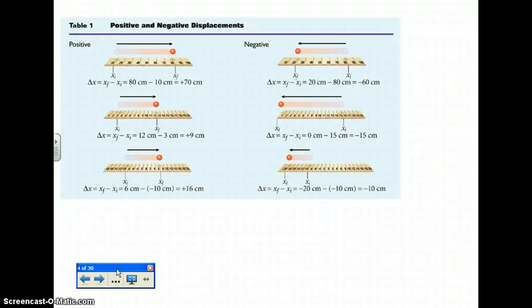This was taken from the Holt General Physics textbook. I just copy-pasted this into here, kind of showing you some different examples of if an object is moving towards the right, then you are taking your final minus your initial, you should come up with a positive displacement. But if an object is moving towards the left, which would be the right-hand side of the chart here, then you would have a negative displacement because you're still doing final minus initial. So you're taking like a negative 20 minus a negative 80 or whatever. So it's going to give you a very big difference there.